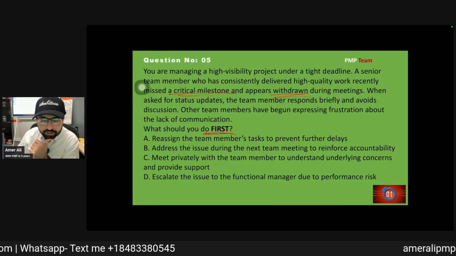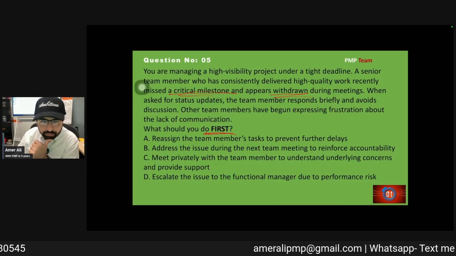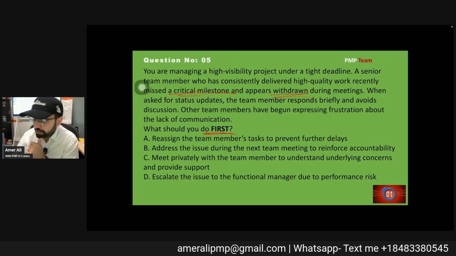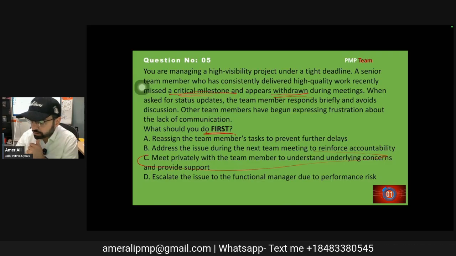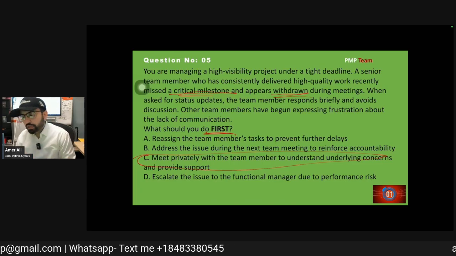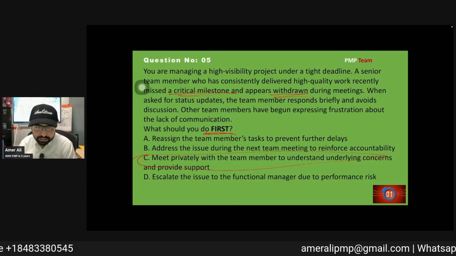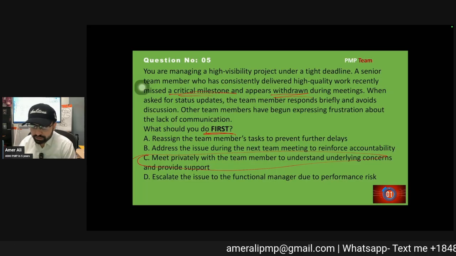Reassign, he's a good team member. Address the issue during the next meeting, meet privately, escalate it. So whenever there's an issue, one of the things the project manager should do is talk to team members privately, see what is needed, what is happening there. So C would be the best answer.